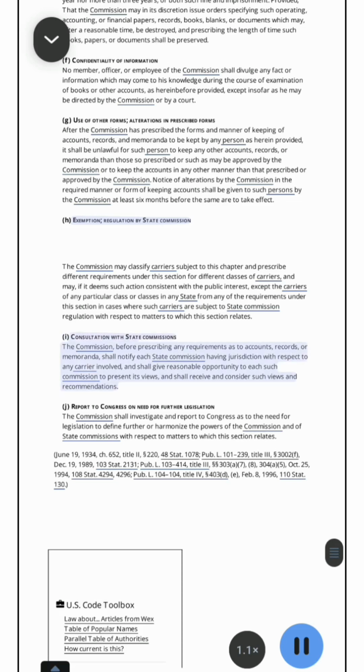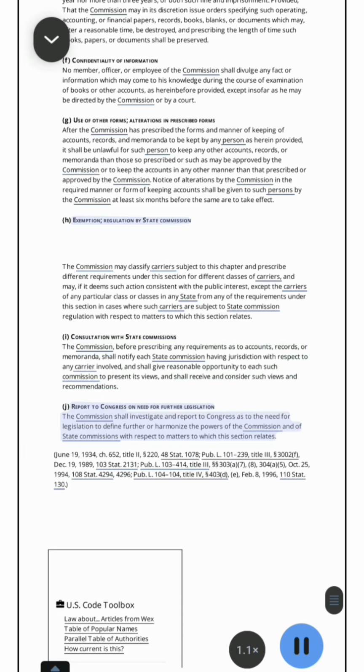I. Consultation with State Commissions. The Commission, before prescribing any requirements as to accounts, records, or memoranda, shall notify each State Commission having jurisdiction with respect to any carrier involved, and shall give reasonable opportunity to each such commission to present its views, and shall receive and consider such views and recommendations.